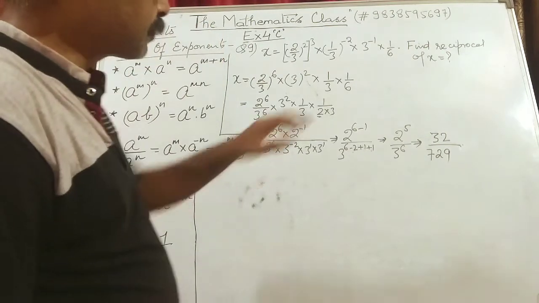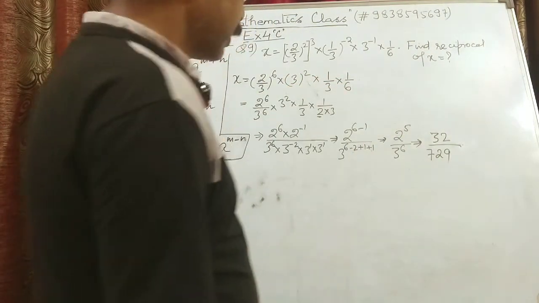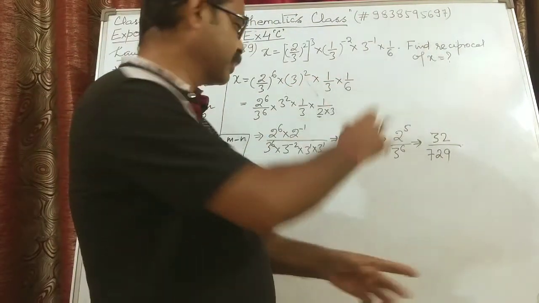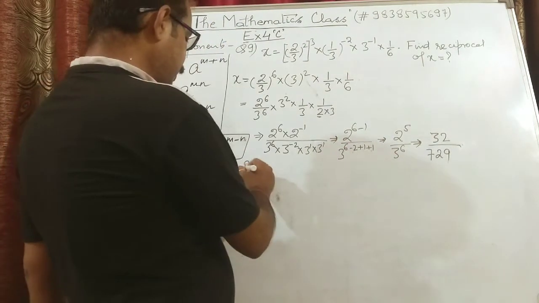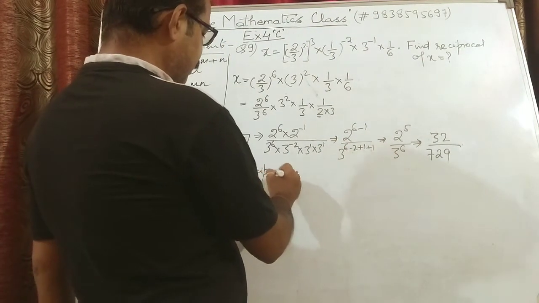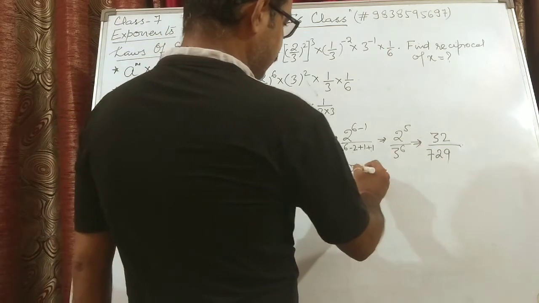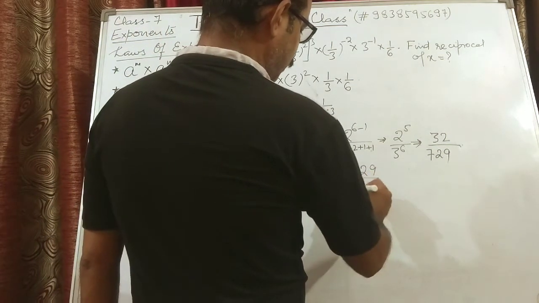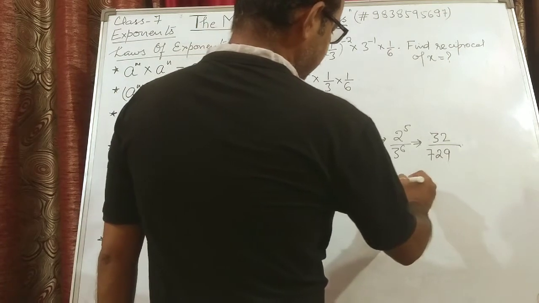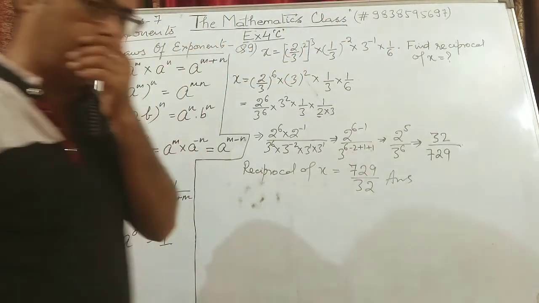Now you have to find the reciprocal of x. A reciprocal of x means its reverse. So the reciprocal of x will be 729 upon 32. This is the final value.